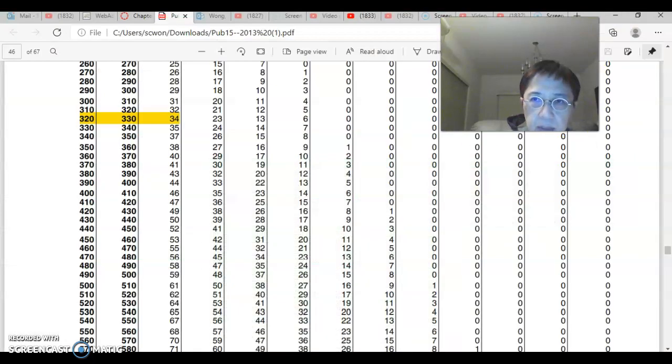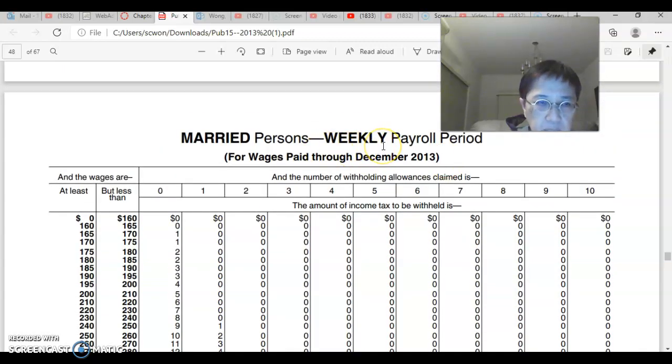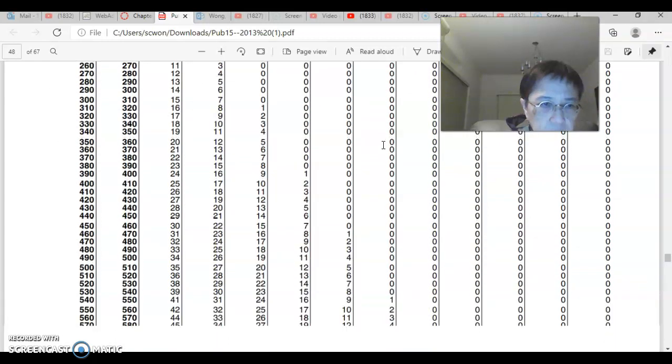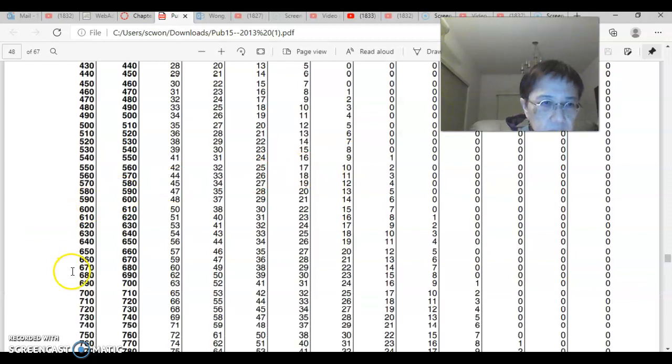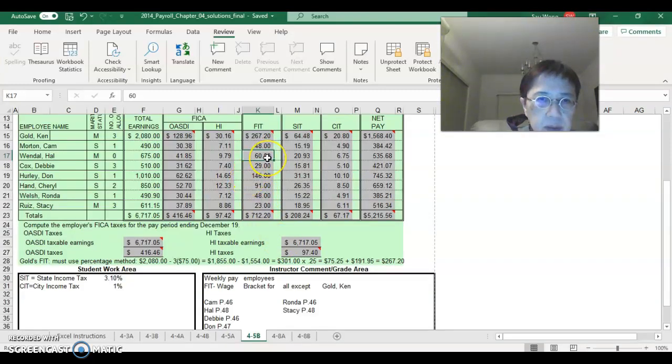Okay, so let's go to page 48. Page 48 is for Mary, paid bi-weekly, and her total payment is $675. $675 would be at least $670 but below $680 within this line, and it's 0 allowances, so it's $60 for the 0 allowance. $60.